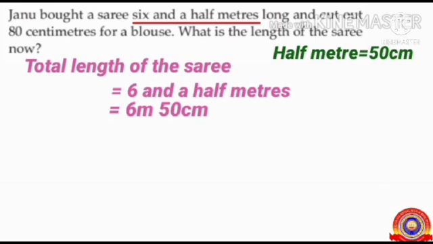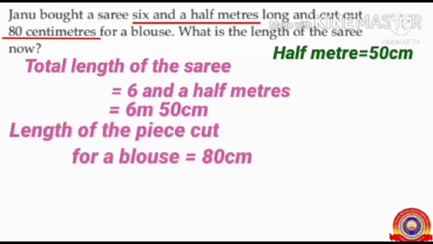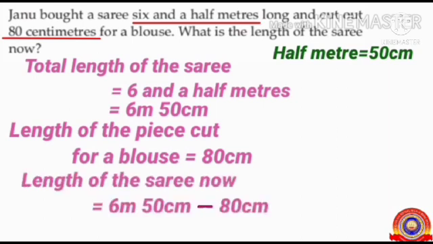From this sari, cut out 80 centimeters for a blouse. So, length of the piece cut out for a blouse equals 80 centimeters. Here we have to find out what is the length of the sari now. That means we have to find out the remaining length of the sari. To find out the remaining length of the sari, subtract each other. That is, the length of the sari now equals 6 meters 50 centimeters minus 80 centimeters.